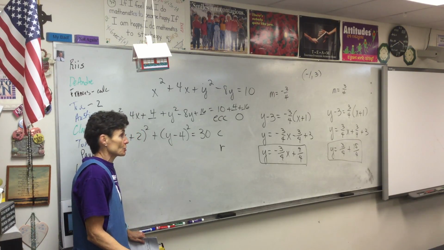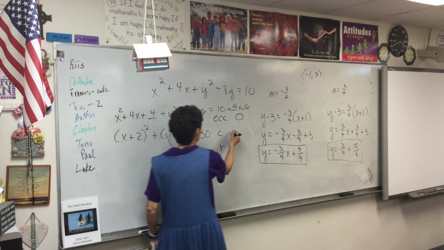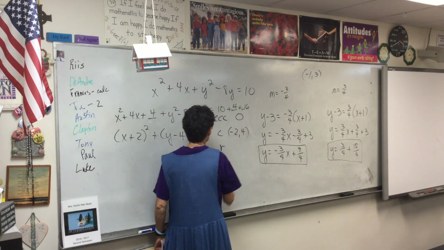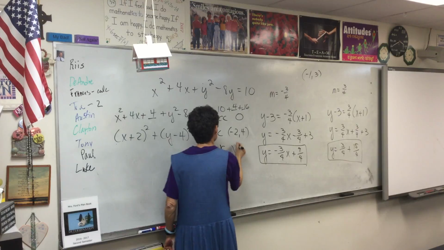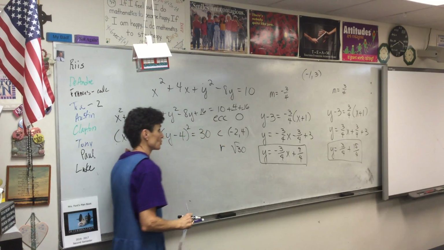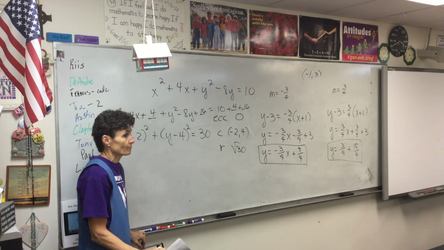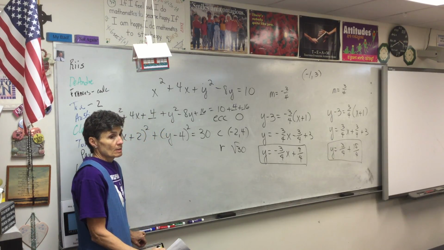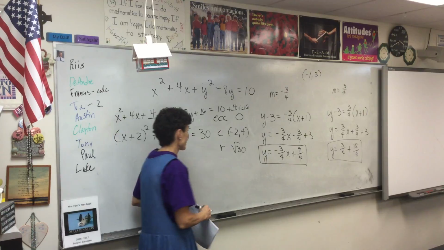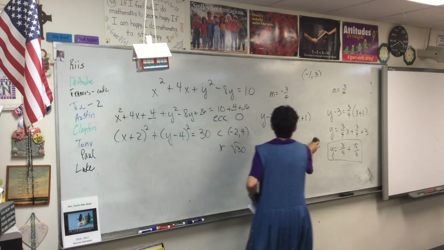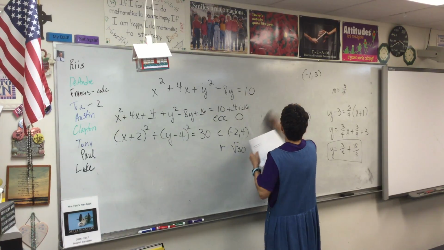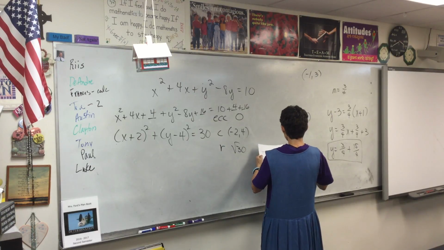Okay. So what's my center? Negative 2, 4. And my radius is? Root 30. Remember, x squared plus y squared equals r squared. Root 30 doesn't reduce, so we just stop here. Alright, that was pretty easy. So now we're ready for 4C.